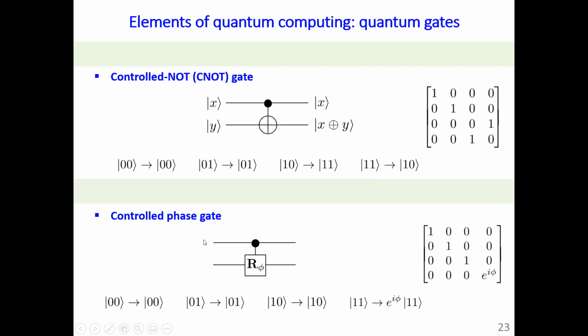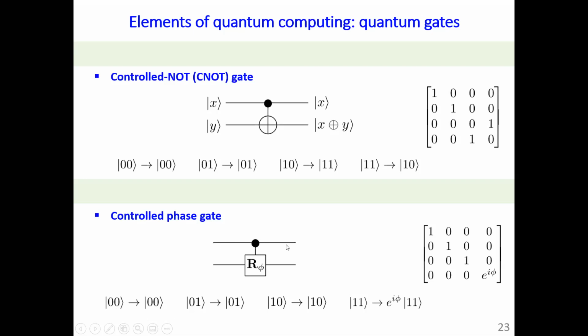Also, this is a controlling bit. The bottom line stands for the target gate, and for this bit, the leftmost bit stands for the controlling bit, and the rightmost bit stands for the target bit. Again, if the controlling bit is 0, no operation is acting on the target gate. Therefore, 0,0 maps to 0,0, and 0,1 maps to 0,1.